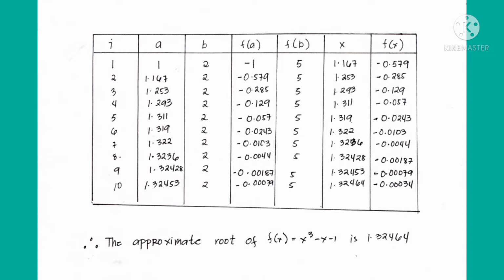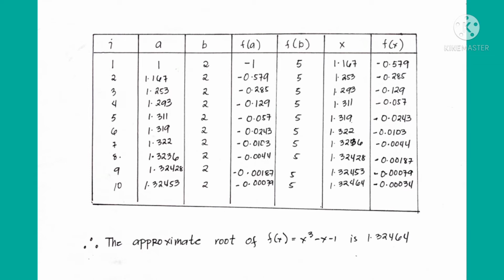Let's proceed to the fourth column. On the fourth column, since our f of c is positive, the b will be changed, and the a will still be the same. A is 1.25, b is 1.293, f of a is negative 0.285, f of b is 0.129, and c is 1.311, f of c is negative 0.057. On the fifth iteration, a is 1.311, b is 2, f of a is negative 0.057, and the f of b is 5. The x is 1.319, and the f of x is 0.243.